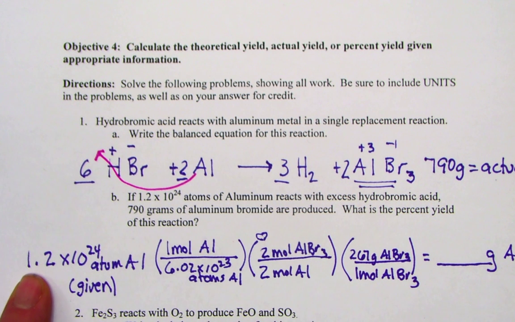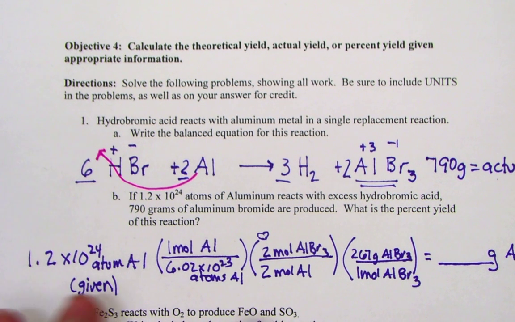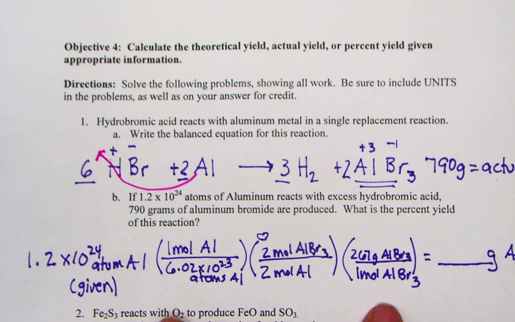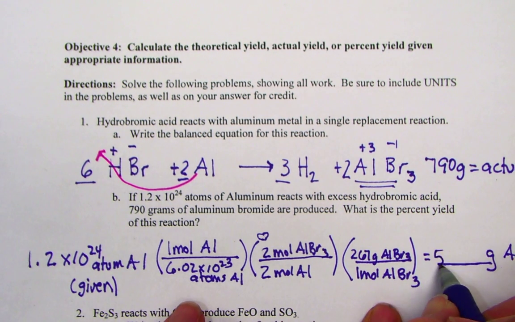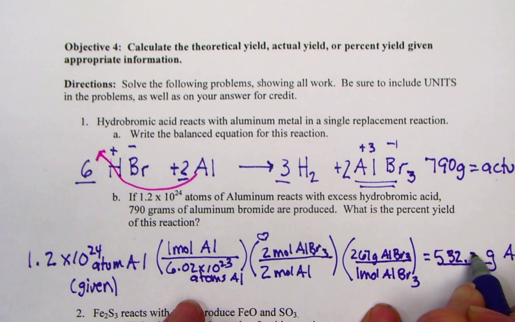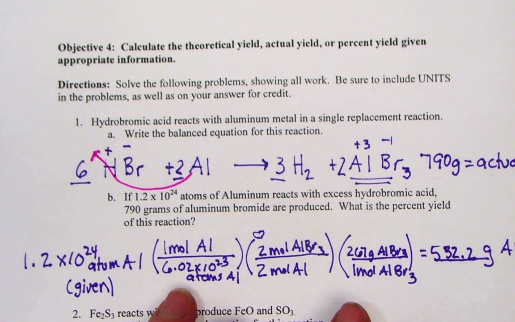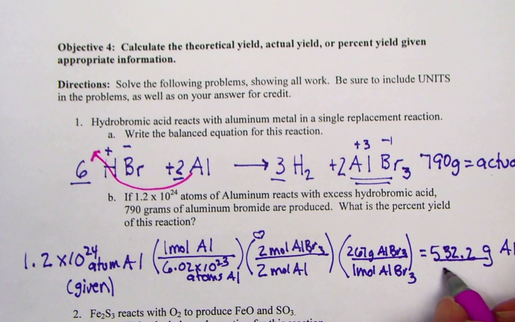Hitting on our calculator, I get 1.2 E24 divided by 6.02 E23 times 2/2 times 267, and I find 532.2 grams of aluminum bromide. This is known as our theoretical yield.